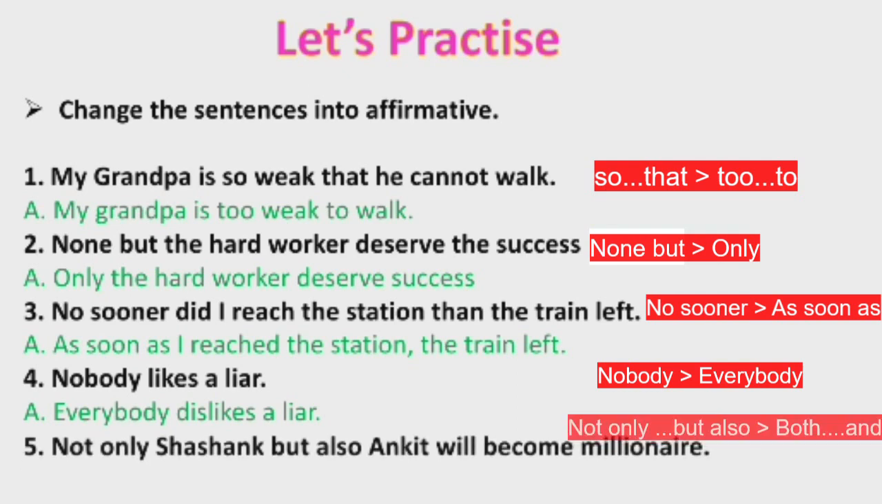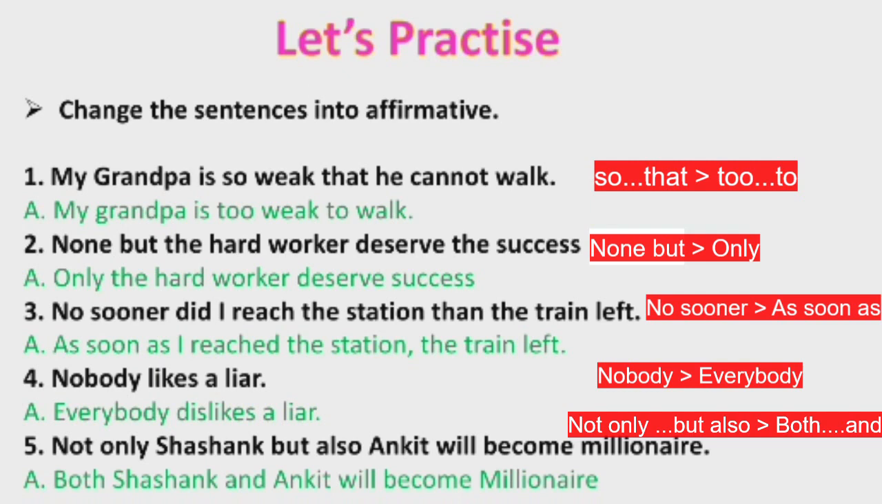These are two of my favorite students, so I have taken their names. So now "not only" suggests negativity, so we will replace it with a word which will retain its meaning also. So let's choose "both... and". Not only Shashank but also Ankit will be replaced with both Shashank and Ankit. So here "not only Shashank but also Ankit will become millionaire" is a negative sentence, and "both Shashank and Ankit will become millionaire" is an affirmative sentence.